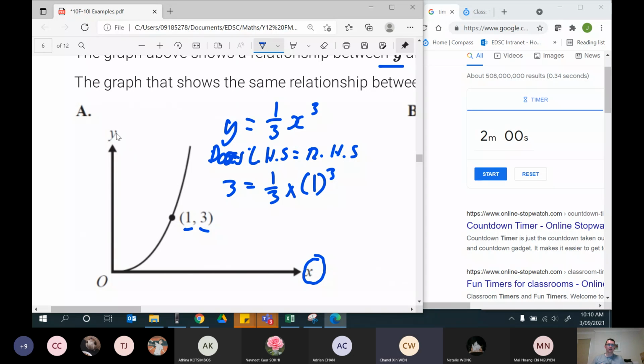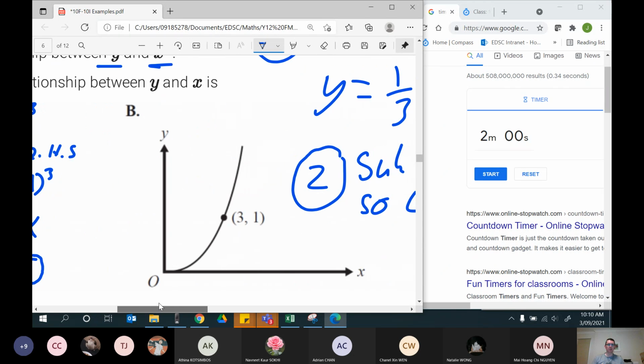If that was x cubed, you'd still substitute in 1. It's not going to matter here, but it wouldn't be 1 cubed, it would just be 1. So does 3 equal that? 1 times a third is going to be a third. Does that equal 3? No. Therefore, it's not A. Are you with me? Let's look at B.